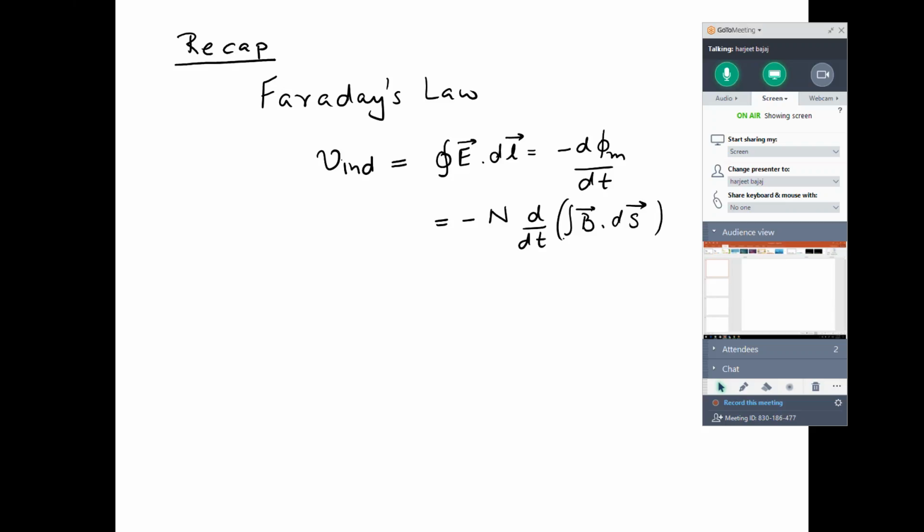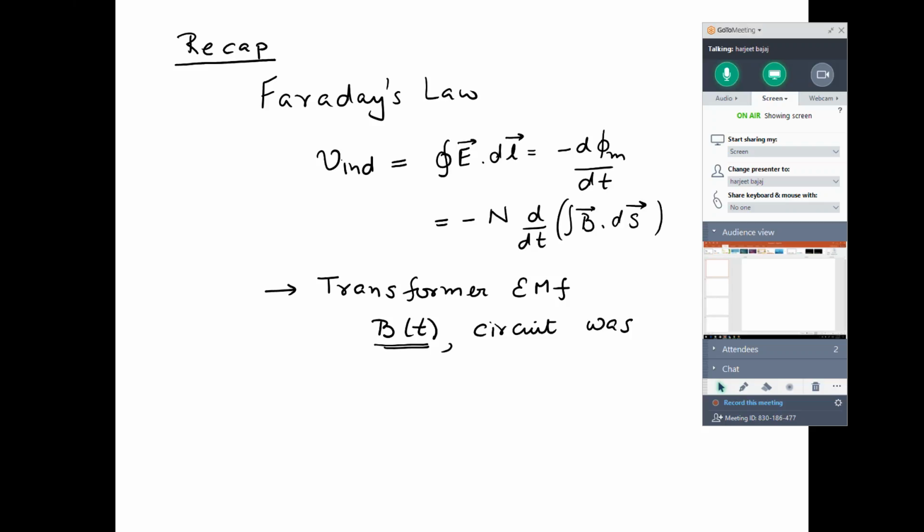So we had seen that there was a transformer EMF. Well, basically, B was a function of time. B varied with time, but the circuit was stationary. The circuit or the loop, that was stationary. We had taken a look at some of the examples with the circuit based on that.